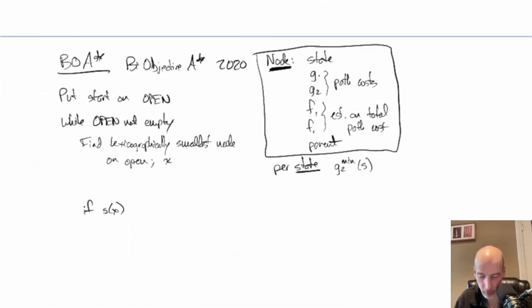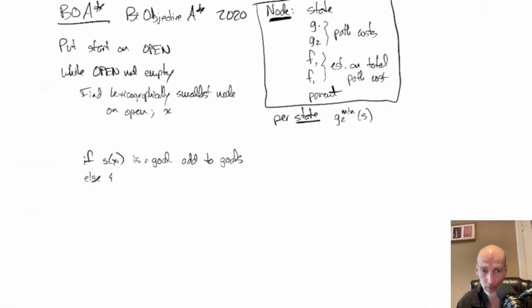If S of X is the goal, then we know it's non-dominated, so we're going to add this to the goals. So we found another non-dominated solution. And else, what we're going to do is expand this state. So we're going to say for all successors y of X, then in general what we want to do is add y to open.